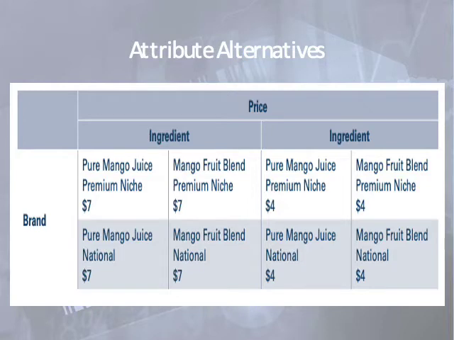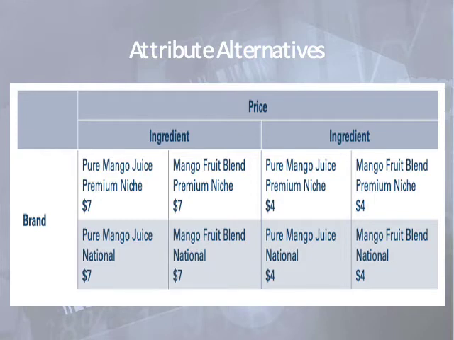The first one could be pure mango juice under a premium niche or boutique brand at $7, and then we also have pure mango juice on a national brand at $7, and then we could have mango fruit blend at premium niche at $7, or mango fruit blend on national at $7. Or we could also have pure mango juice at premium niche at $4, and mango fruit blend premium niche at $4, and so on. So we have all this.